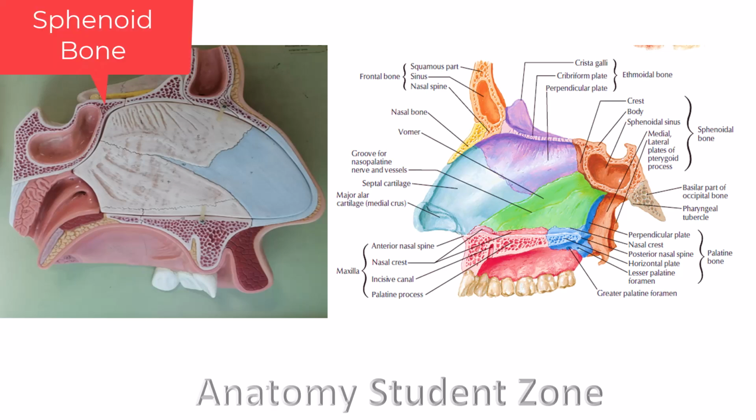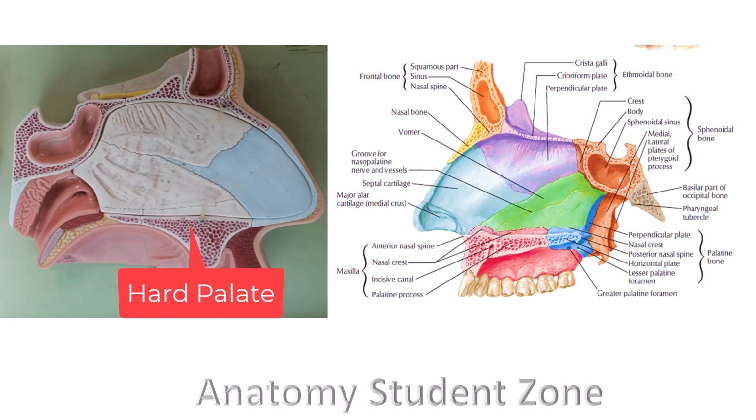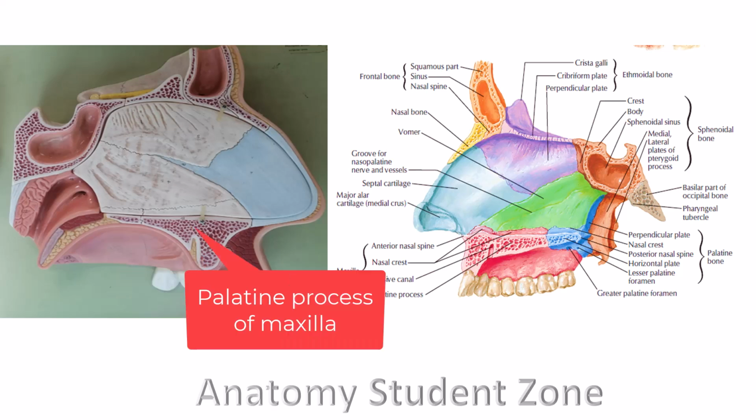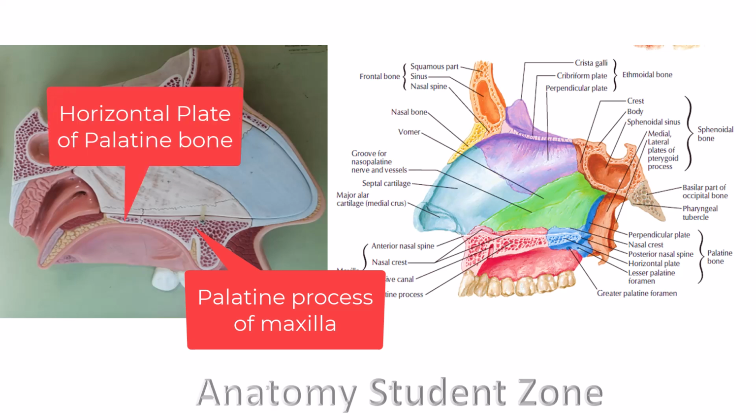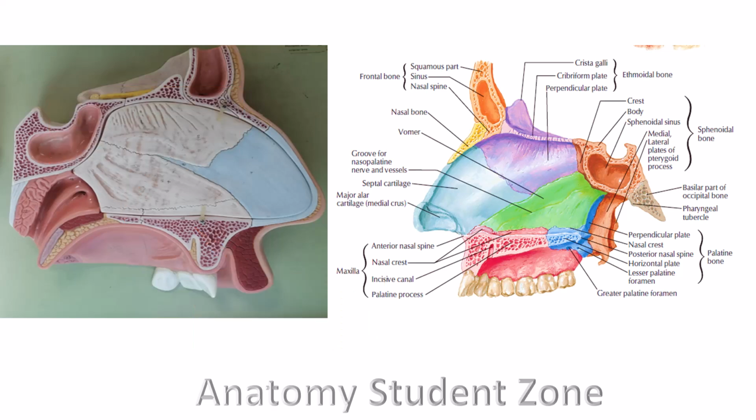You can also observe the floor of the nasal cavity in this model, which is formed by the hard palate, and you know the hard palate is formed by two bones, the palatine bone and the maxilla. So this is the palatine process of the maxilla, and this one is the horizontal plate of the palatine bone, which form the hard palate or floor of the nasal cavity. So lastly, I will describe the bones and the cartilages which form the nasal septum on this model.